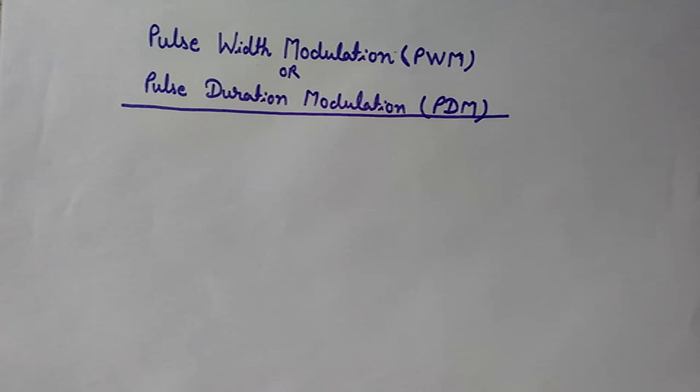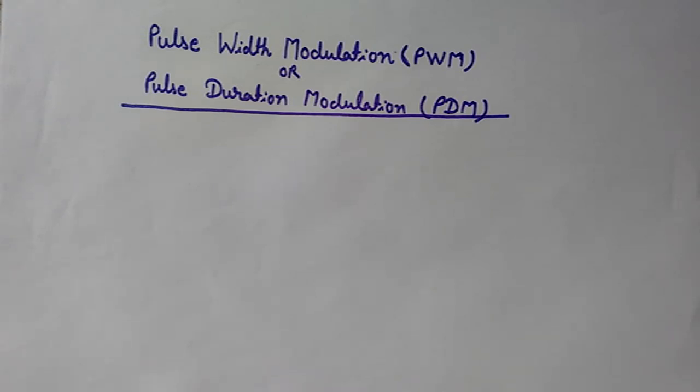In the last lectures, I discussed Pulse Amplitude Modulation, PAM. In this lecture, you will get the concept of Pulse Width Modulation, PWM. It is also known as Pulse Duration Modulation, PDM. Actually, pulse width modulation is a type of pulse time modulation, PTM.